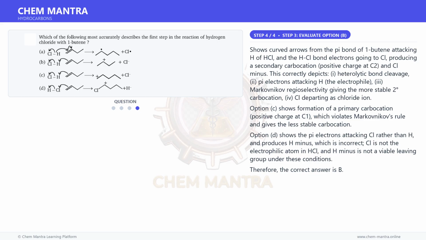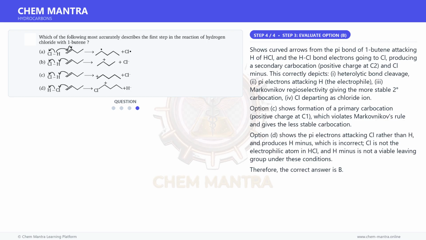And for the final step, option B shows curved arrows from the pi bond of 1-butene attacking H of HCl and the HCl bond electrons going to Cl, producing a secondary carbocation, positive charge at C2, and Cl-. This correctly depicts: 1, heterolytic bond cleavage; 2, pi electrons attacking H, the electrophile; 3, Markovnikov selectivity giving the more stable 2 degree carbocation; 4, Cl departing as chloride ion.